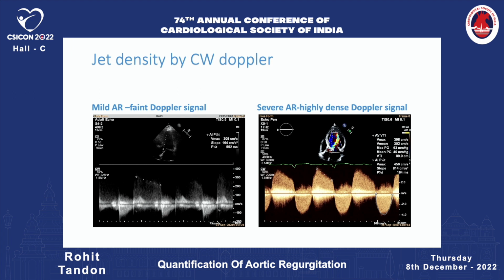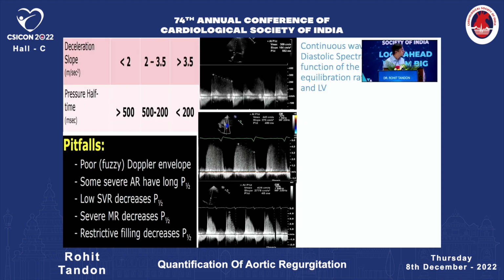Another important thing is to see by continuous wave Doppler a faint signal versus a bright signal of the regurgitation jet. A faint Doppler signal usually tells us it is a mild AR, but a severe or moderate AR has a dense signal. This is also a good point which can help us.